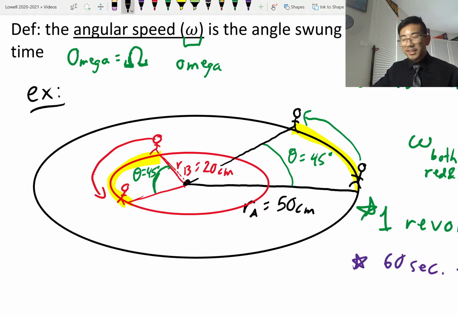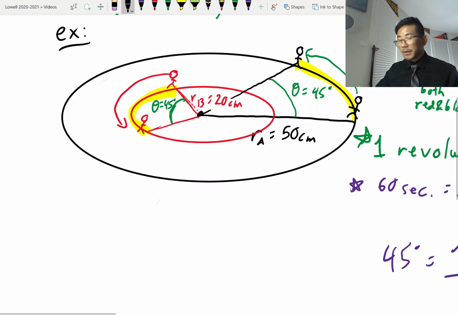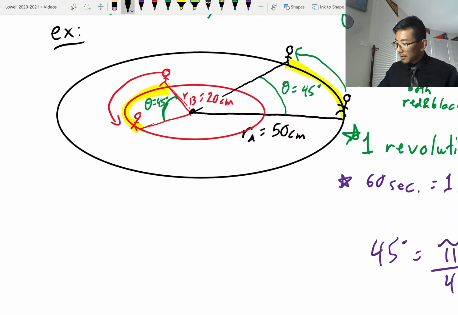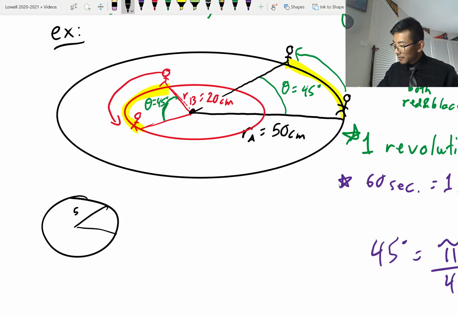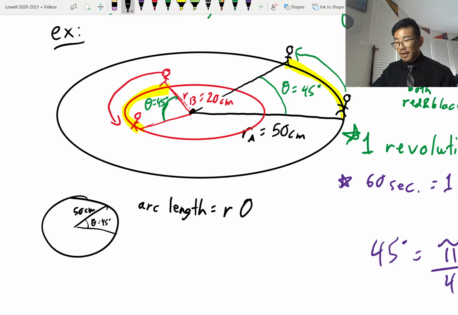I shouldn't have used yellow for both of them. Let's look at the black circle. So the black circle, if I blow it up here, has a radius of, sorry, 50 centimeters. And the angle that was traced out was 45 degrees. But I'm going to use radians here because it makes our lives easier if we remember our arc length formula. So arc length, if I convert to radians, is actually just r times the angle, assuming that this angle is in radians.